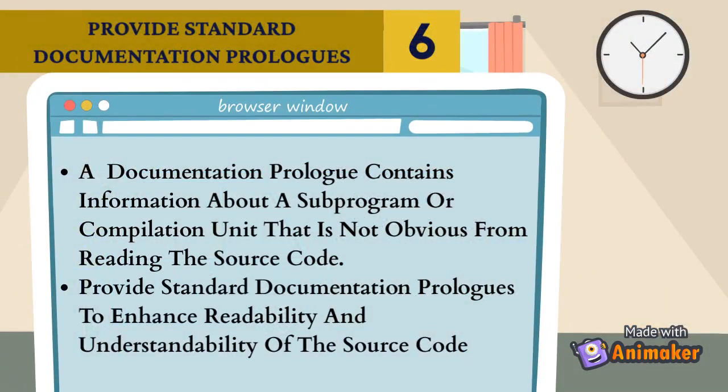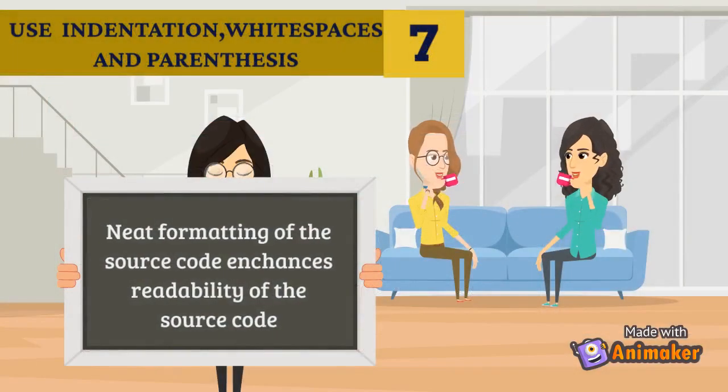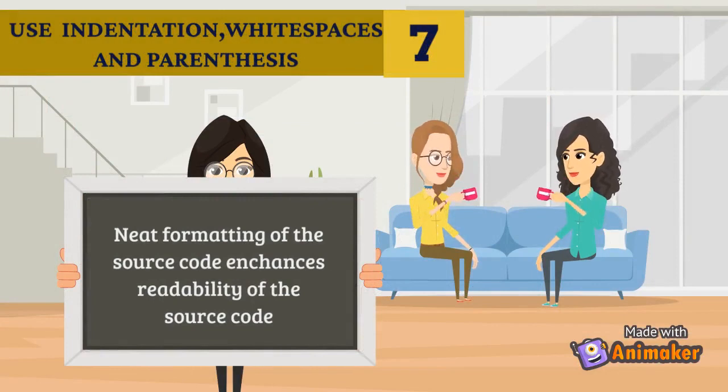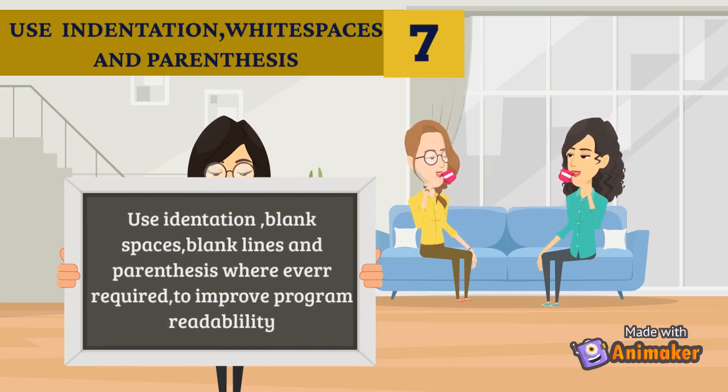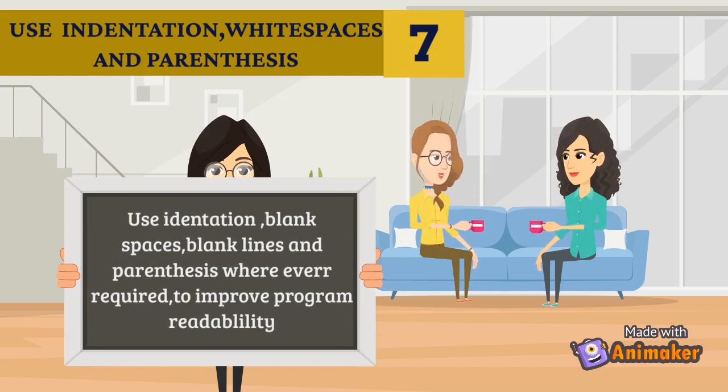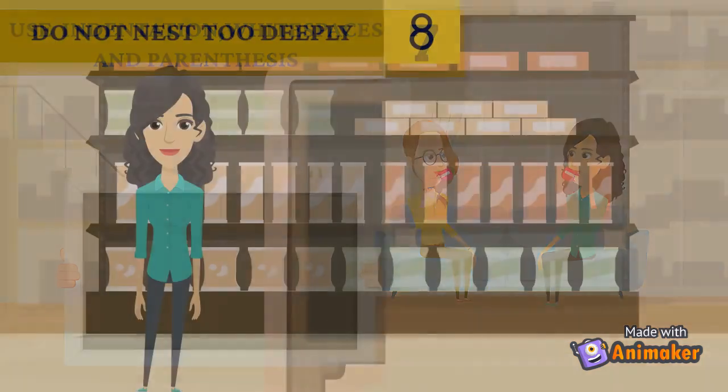We will see how to provide standard documentation prologues. A documentation prologue contains information about a subprogram or compilation unit that is not obvious from reading the source code. Provide standard documentation prologues to enhance readability and understandability of the source code. Now we will see how to use indentation, white spaces and parentheses. Neat formatting of the source code enhances readability of the source code. Use indentation, blank spaces, blank lines and parentheses wherever required, to improve program readability.